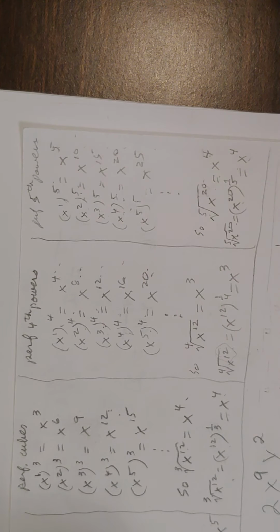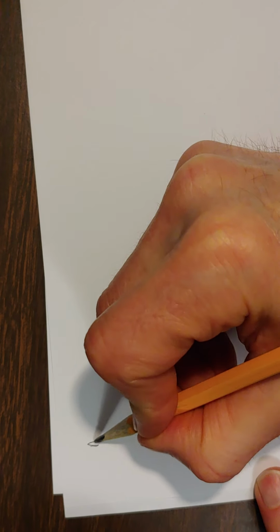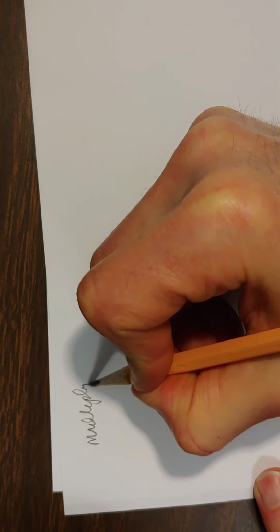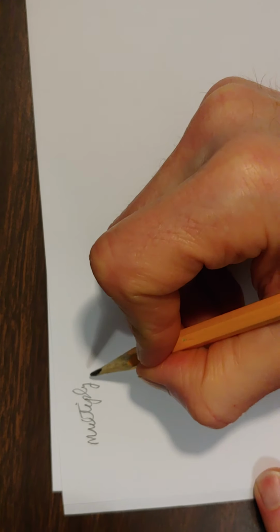So let me do some of the examples out of the book. This is on page 634, example 1. Directions are to multiply. I might also say simplify.